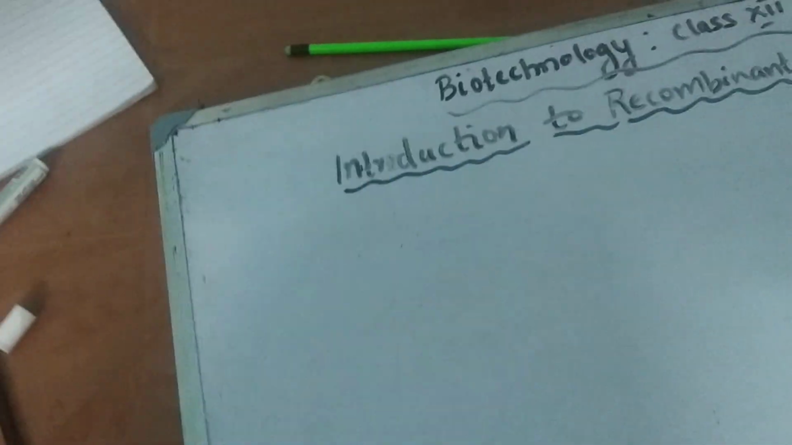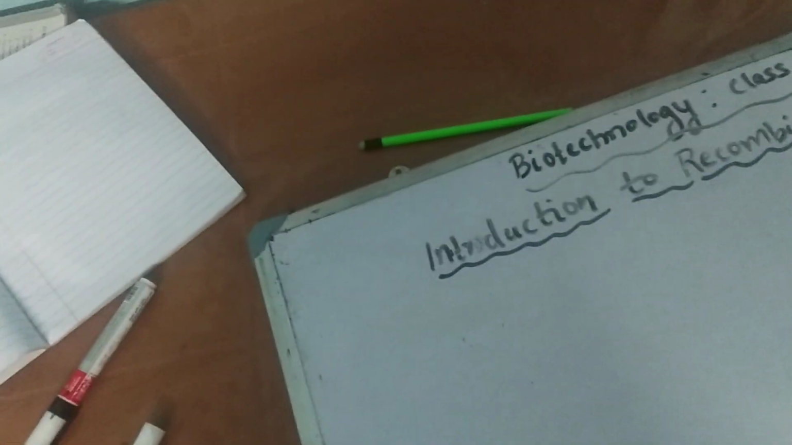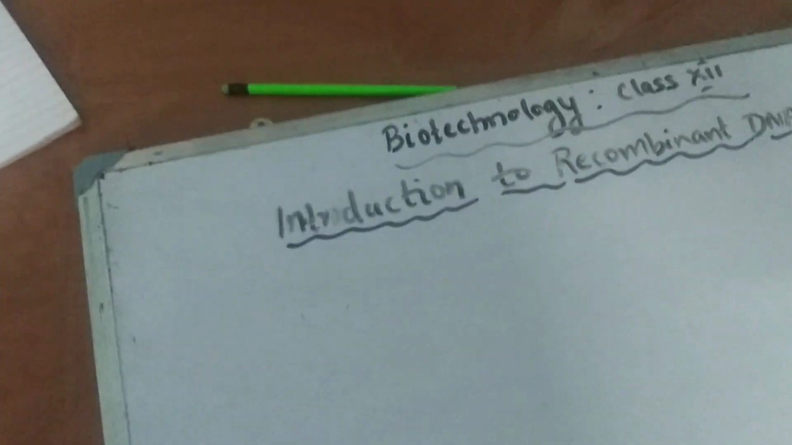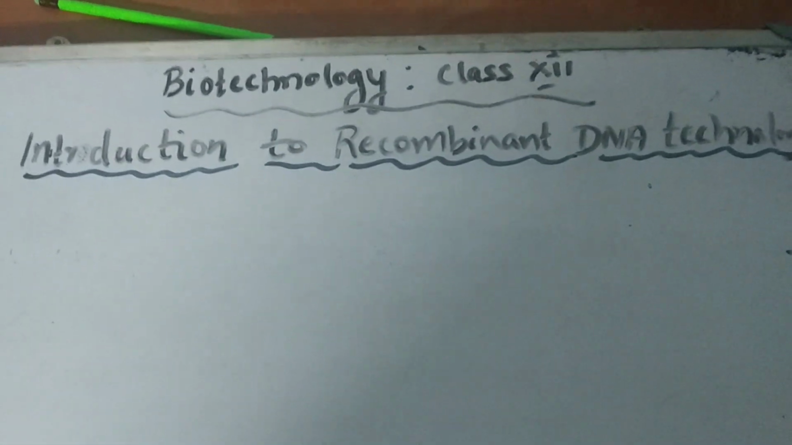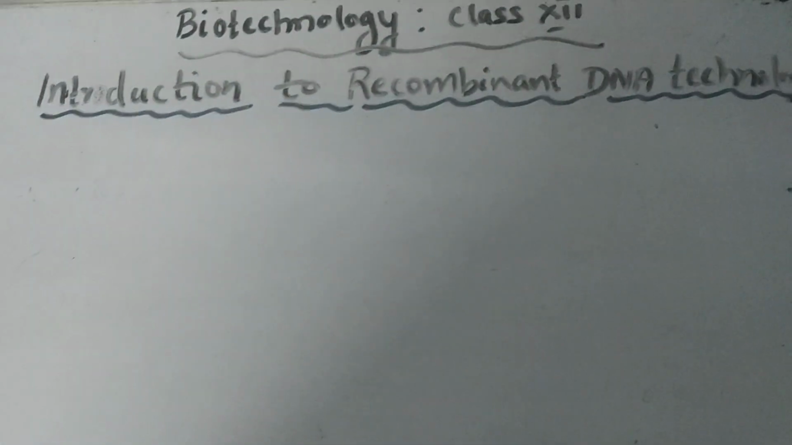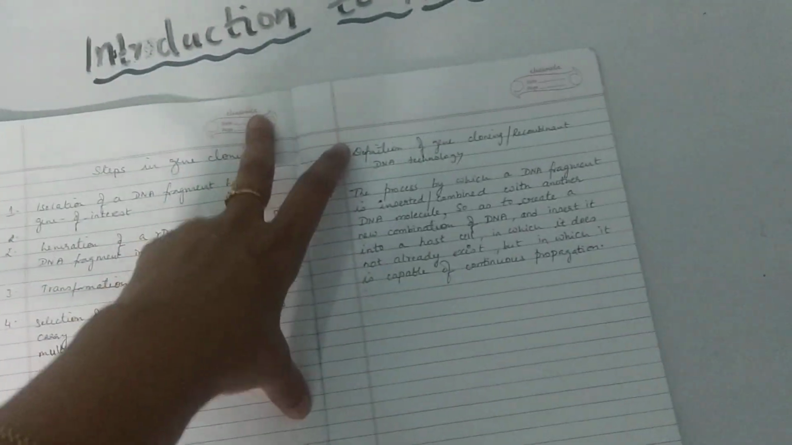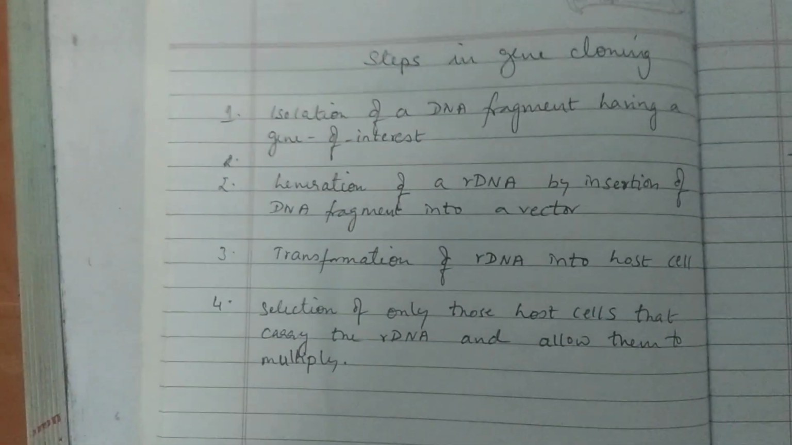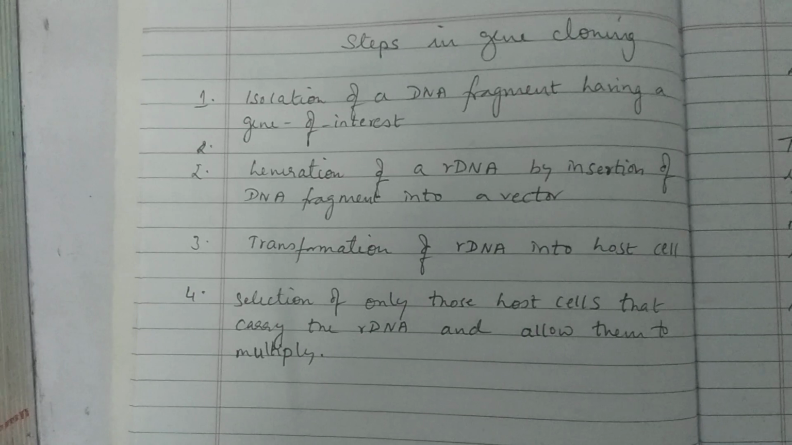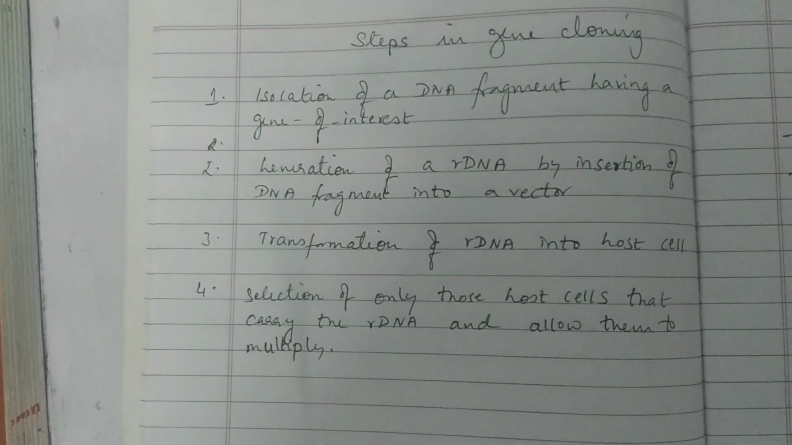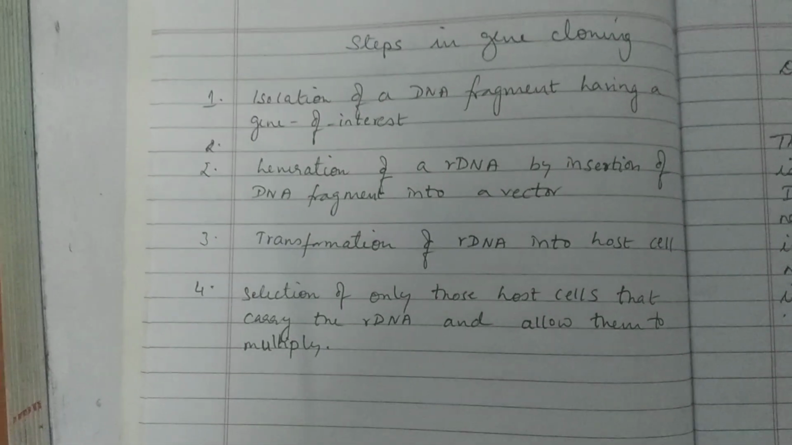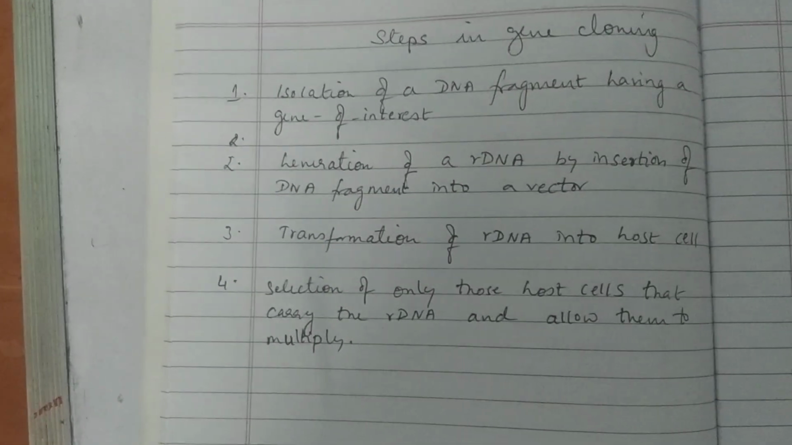Okay, so with those three developments, as I said, the era of recombinant DNA technology or biotechnology as we know it actually started. Okay, so let us first try to understand the steps in gene cloning. You've already written this in your copy. You can look into your copies as well. So these are the steps in gene cloning. Okay, so before we go into the steps, let us look into the definition.